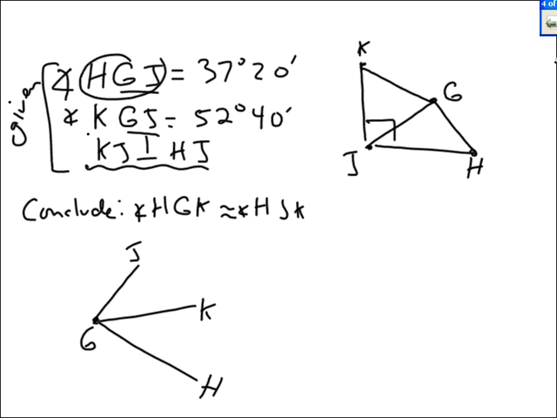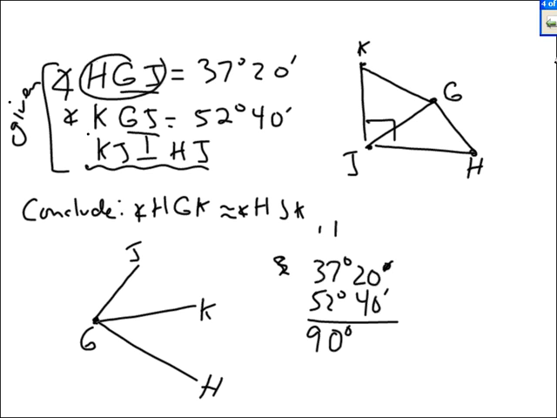So, now the thing is, if you have 37 degrees 20 minutes and 52 degrees 40 minutes, well, the 20 minutes plus 40 minutes, that's 1 degree, so I carry it over. 7 and 1 are 8 and 2 are 10, carry. It adds up to 90 degrees. Well, for this to be 90 degrees, it turns out that we have a square or a rectangle. Turns out that G must be here. K, J, and H don't move.